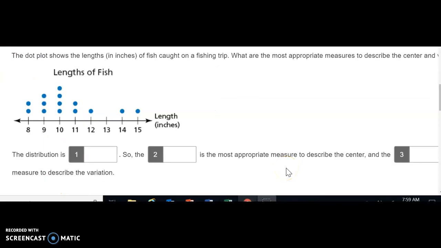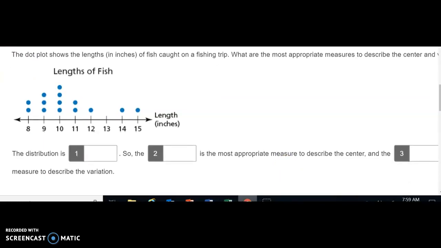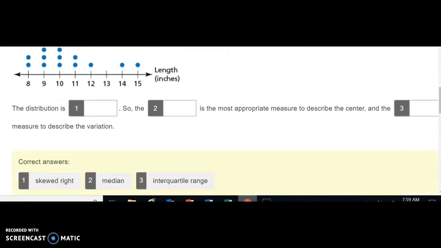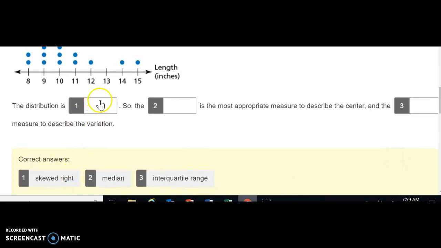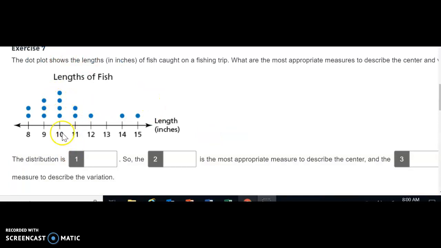So this plot shows the length in inches of fish caught on a fishing trip. The correct answer for right here is going to be skewed right. You can see that it's starting to get longer over this way, and the median is taller than the mean. So the most appropriate way to do this is the median, and the most appropriate measure to describe the center is an interquartile range.